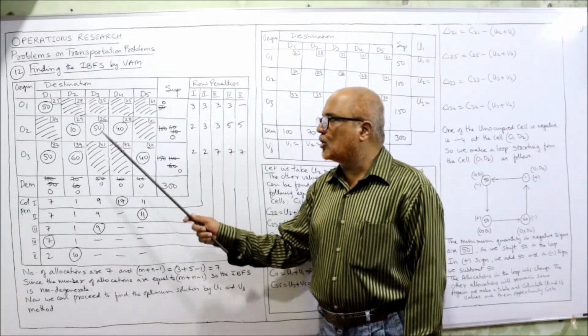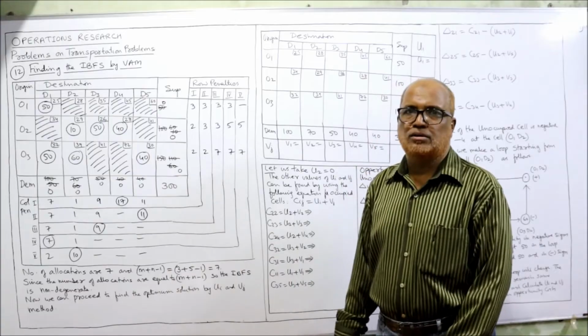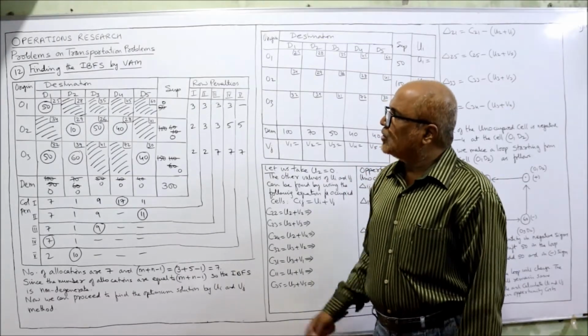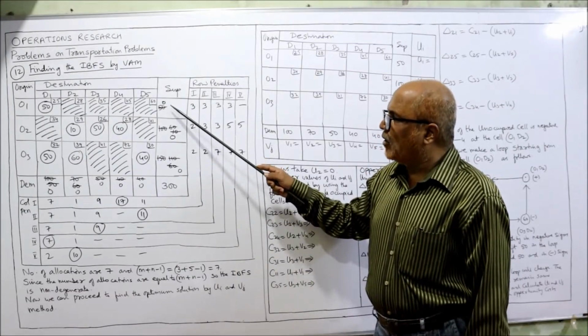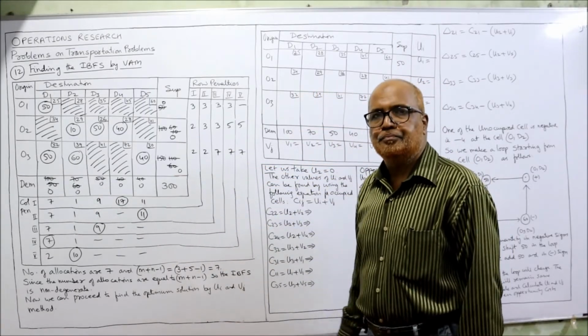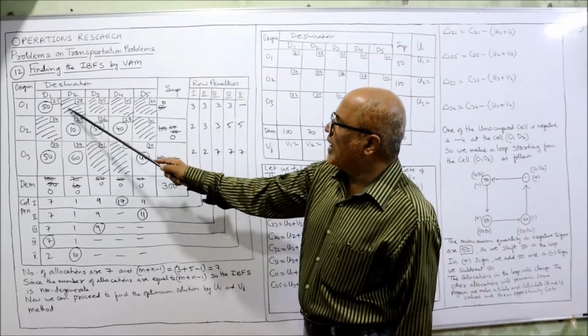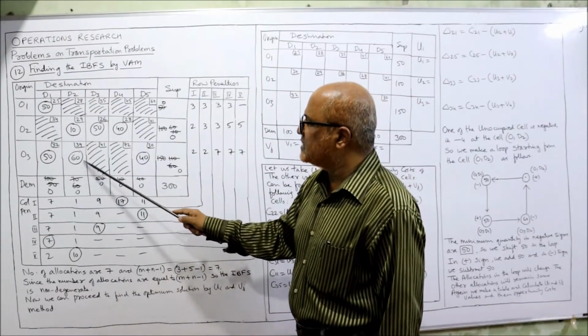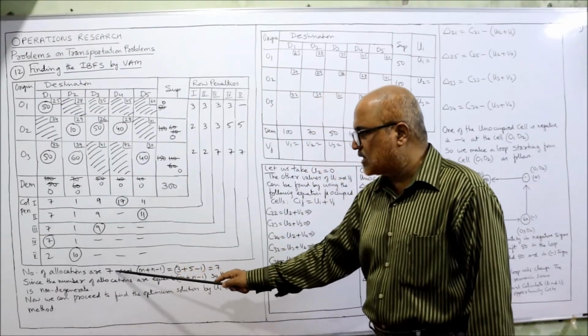That's all. Now you can see no blank cell is there. Every cell either occupied or it is blocked. So you can confirm it by supply. All supplies has become 0. All demand also has become 0. So how many allocations? 1, 2, 3, 4, 5, 6, 7. The number of allocations are 7.